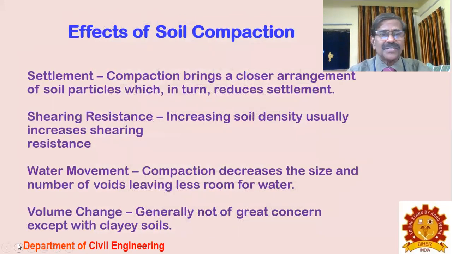Effect of soil compaction. Settlement: the compaction brings a closer arrangement of the soil particles, which in turn reduces the settlement. Well compacted soil means more and more dense soil. You call it a compacted soil. Shearing resistance: increasing the soil density usually increases the shearing resistance. When density is higher, its shearing resistance will be very high.